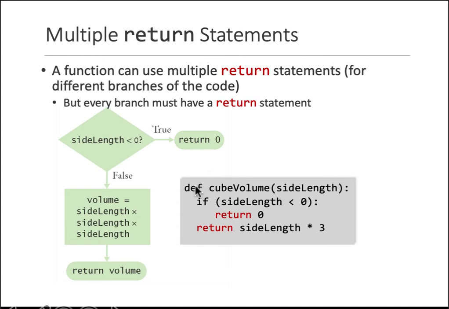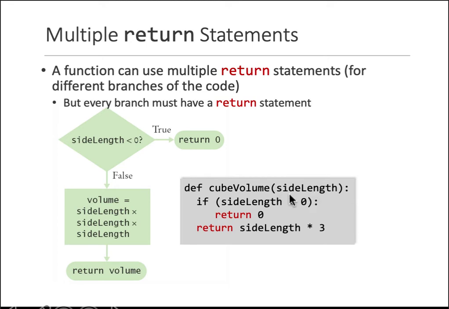Let's say you passed -3. Is -3 less than 0? Yes it is. Return 0. That's it. The function ends. It never comes to this line. So that's what is meant by saying you can use multiple return statements in a function, but only one is executed at a time.